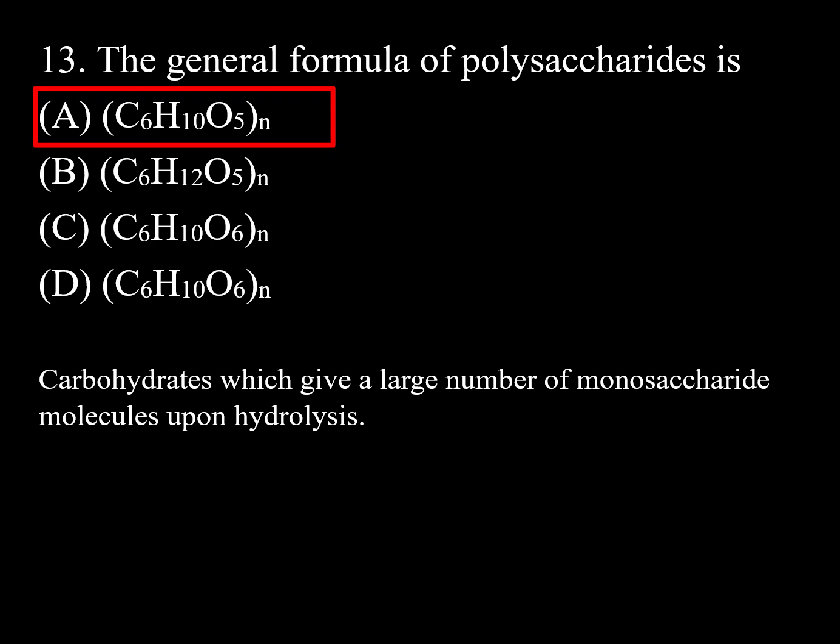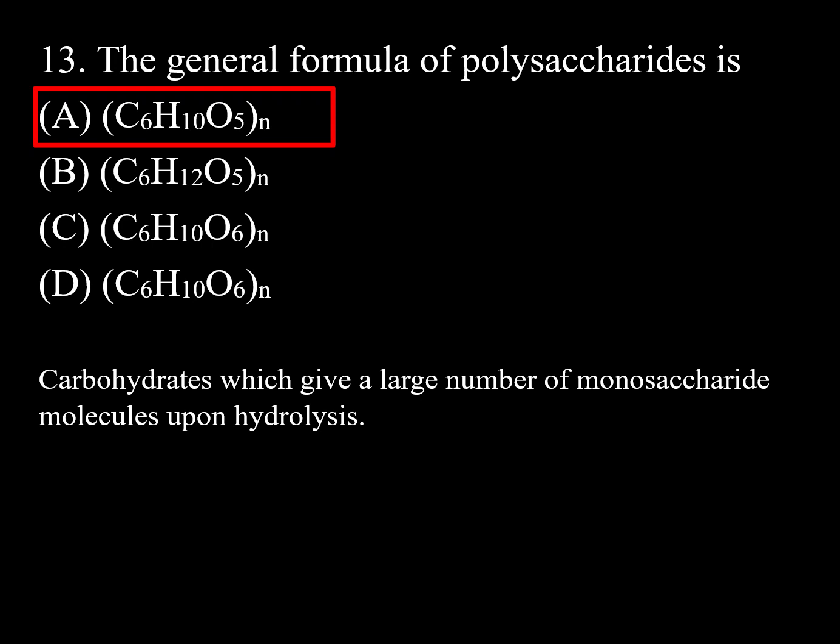Polysaccharides are made up of a large number of monosaccharide units. These monosaccharide units join together by glycosidic bonds and make up the polymers of polysaccharides. And when these polysaccharides are hydrolyzed by enzymes in the presence of water, they again give rise to monosaccharide units. So the right option is C6H10O5 whole N. This N represents the number of monosaccharide units present in the polysaccharide.